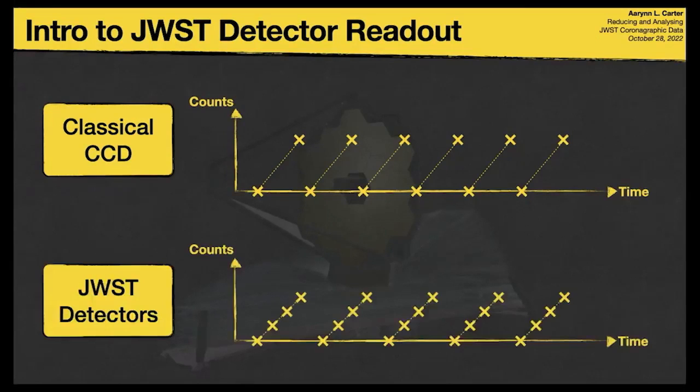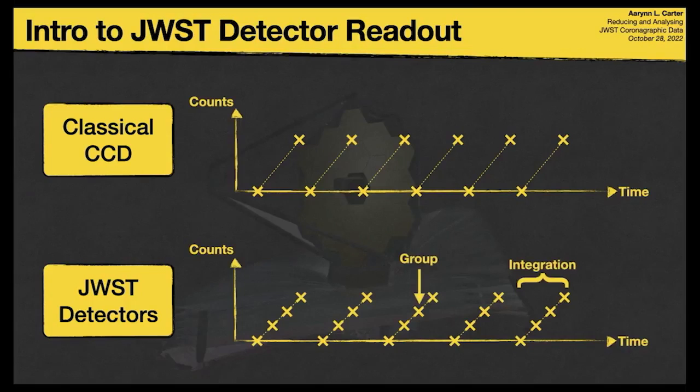Secondly, you have the JWST detectors, which have a different kind of readout that works up the ramp. So instead of just sampling once at the end, we can non-destructively read the flux in the pixel as we go up the ramp. And then we can get a more precise estimate of the flux of the object by fitting a line to this ramp, these separate data points.